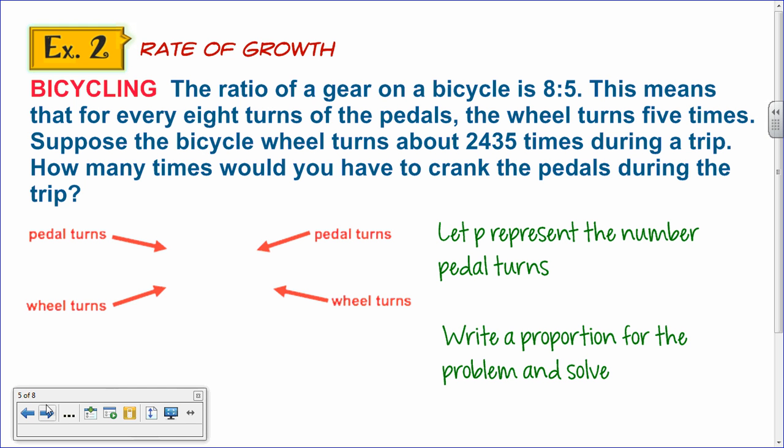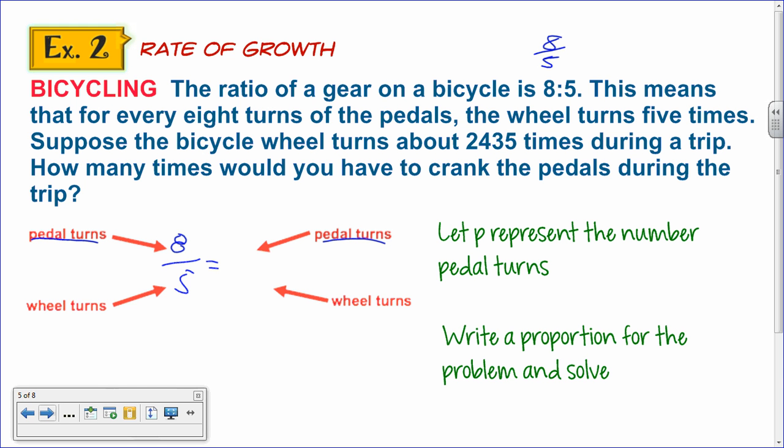So suppose the bicycle wheel turns about 2,435 times during a trip. How many times would you have to crank the pedals during the trip? Again, we want to set this up as a proportion, okay? Pedal turns will go on the top. What's my first number over here on the left? What's the first ratio that I have? Right, it says right there. What's another way I can write that? 8 over 5. So that was pretty easy, didn't it?